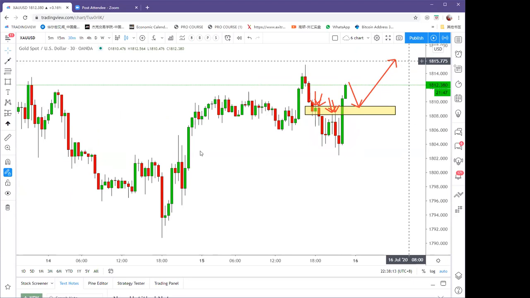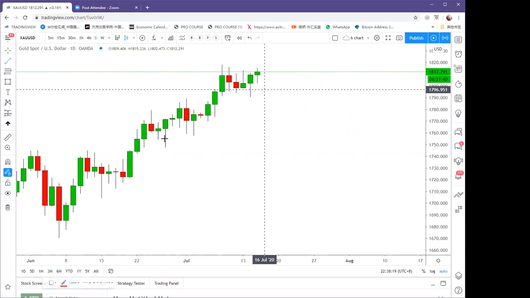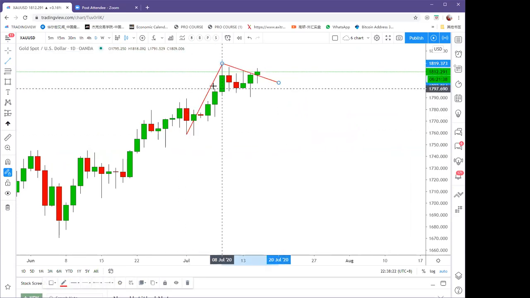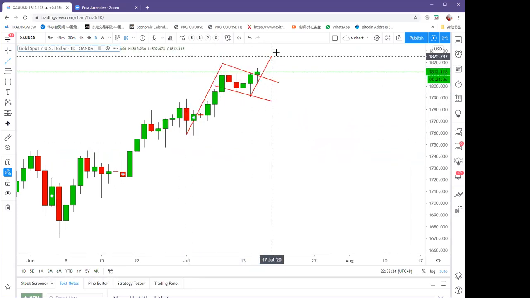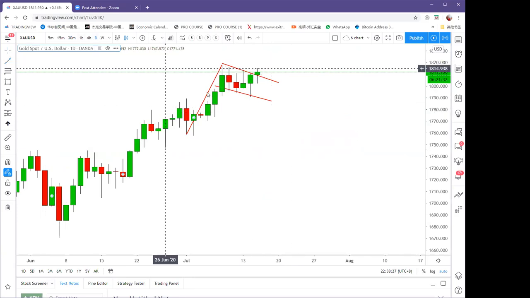Maybe tonight we're going to see the gold break out, right? Because this is a bullish flag, and I think it just broke. So I think the gold is still going to make a new high until 1824 or 1828.